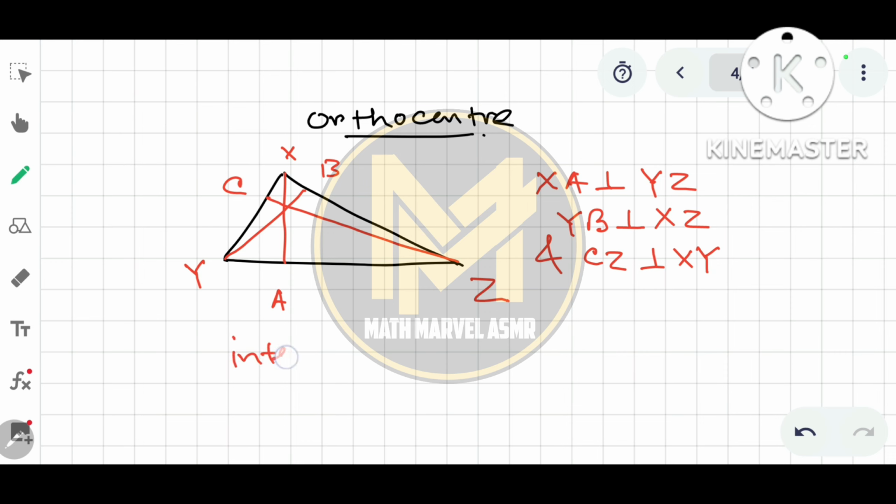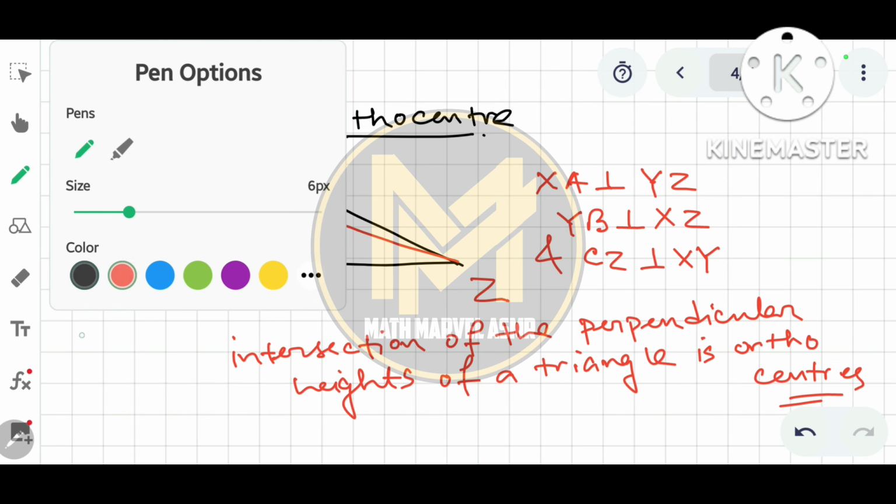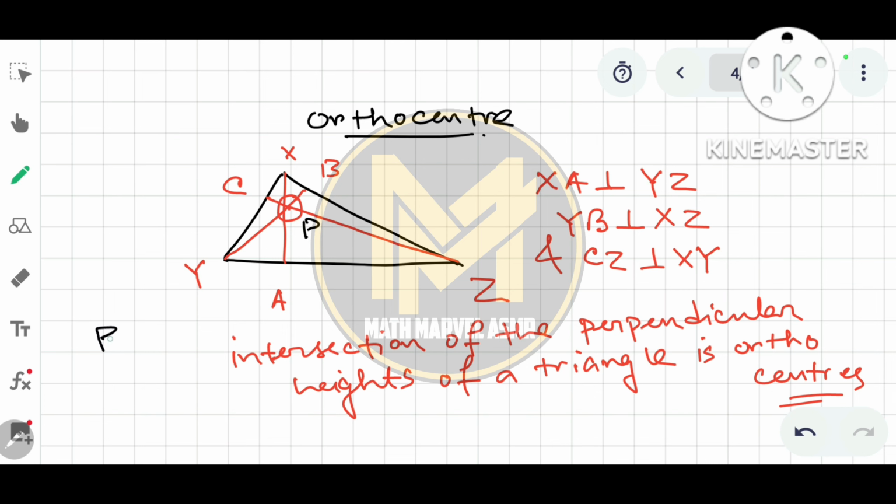So the intersection of the perpendicular heights of a triangle is the orthocentre. Thus you can get the orthocentre. This point is called the orthocentre. Let it be P. So P is the orthocentre. Now you got the concept of the orthocentre.